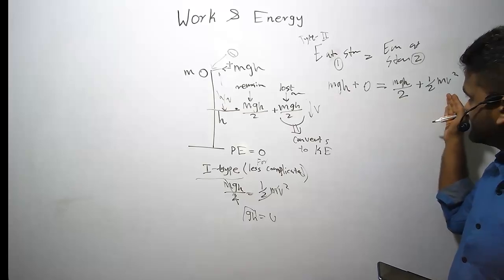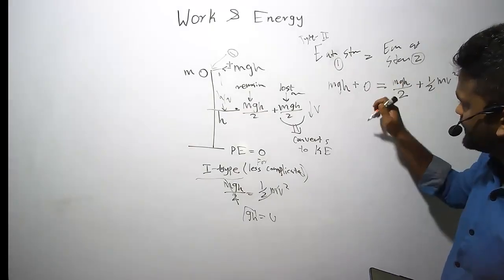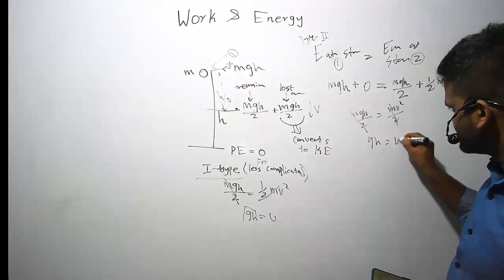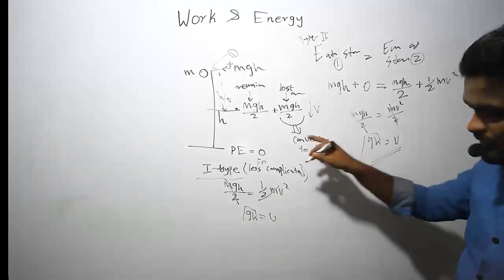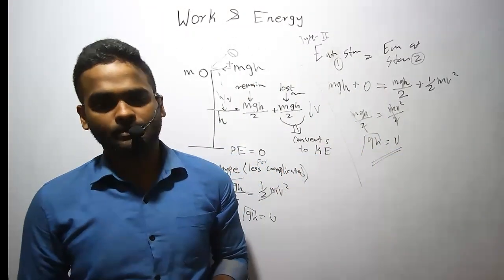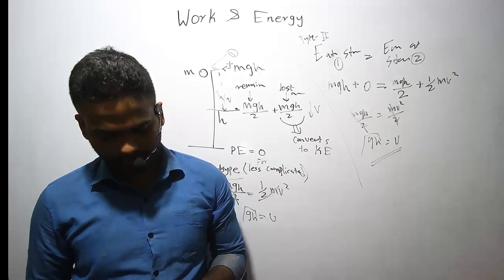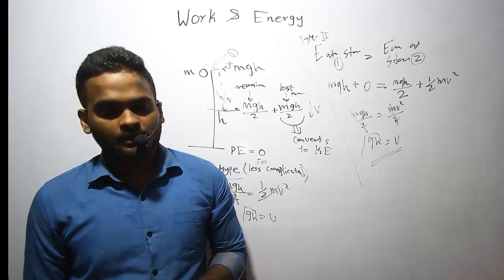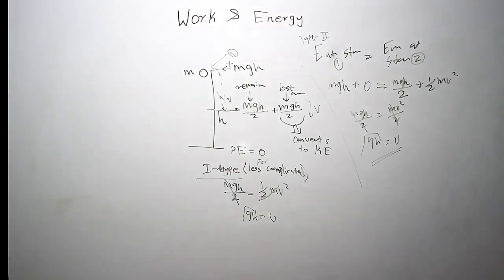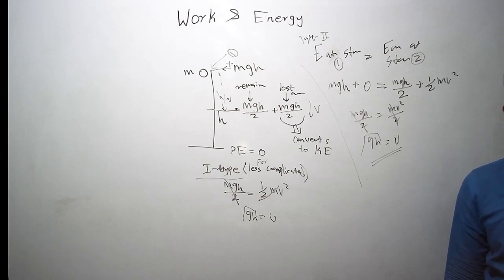I think you understand here. Then it is the same thing, right? mgh minus mgh over 2 equals mv squared over 2. So you get the same answer, right? You will take that down. If you have any problem, let me know. Take that down. That is the same question done in two ways, actually. If something is not clear, let me know.